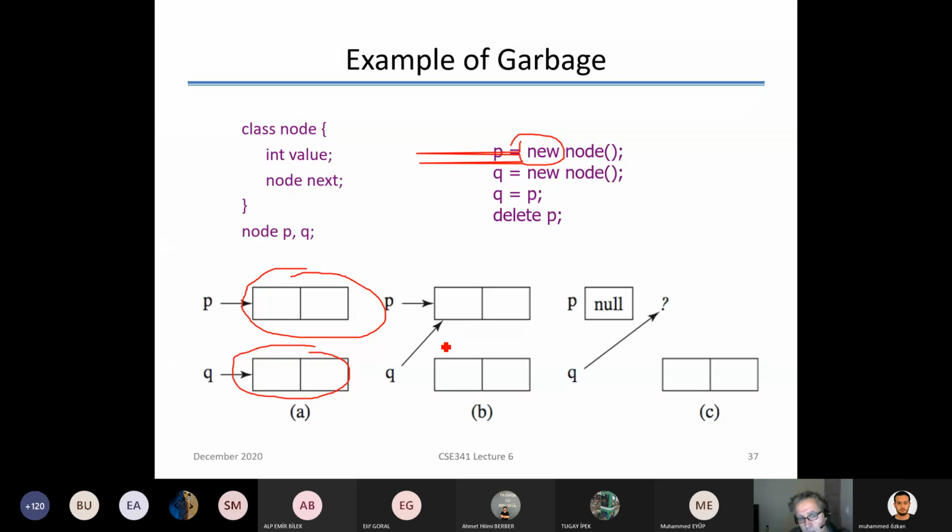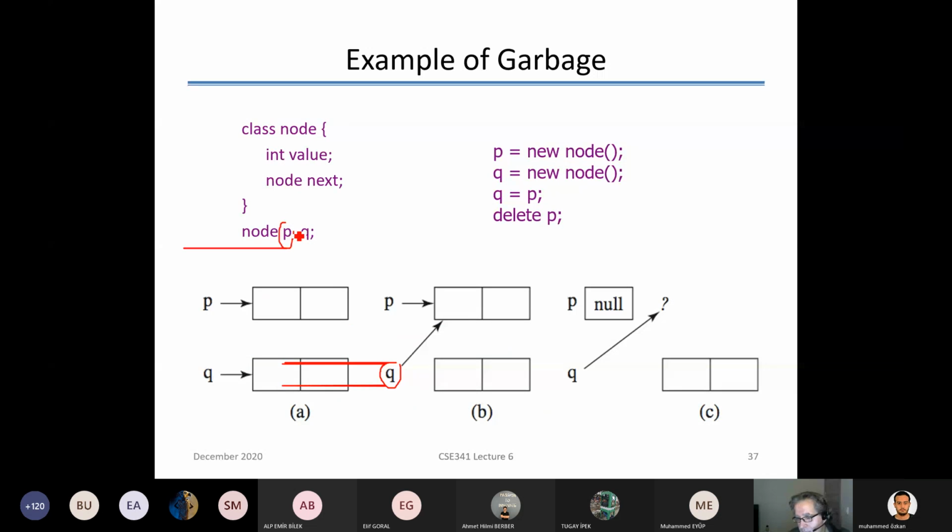Now, when P is actually referring to this guy, now this guy is no longer live. Why? Because there is no root or live cell that is pointing to this guy. So you can see that P and Q, they are roots. Why? They are going to be local variables. So in the stack, they're going to be allocated on stack. Therefore, whatever you store in P and Q in this context is going to be available as one of those roots.